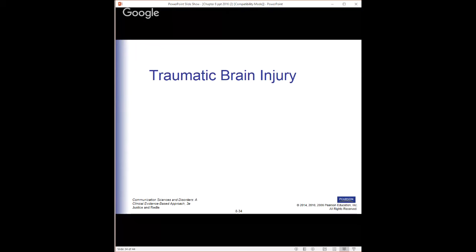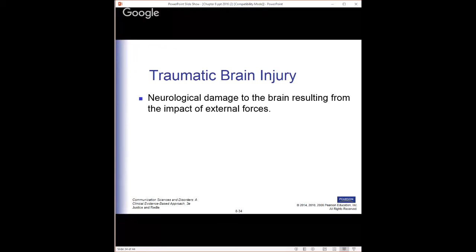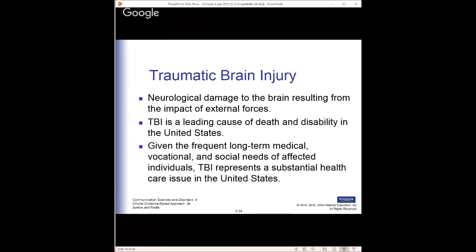And looking at traumatic brain injury, neurological damage to the brain resulting from the impact of external forces. And some of this information on traumatic brain injury you'll recognize from the previous chapter when we went over this in children. So TBI is a leading cause of death and disability in the United States. And given the frequent long-term medical, vocational, and social needs of affected individuals, TBI represents a substantial healthcare issue in the United States.